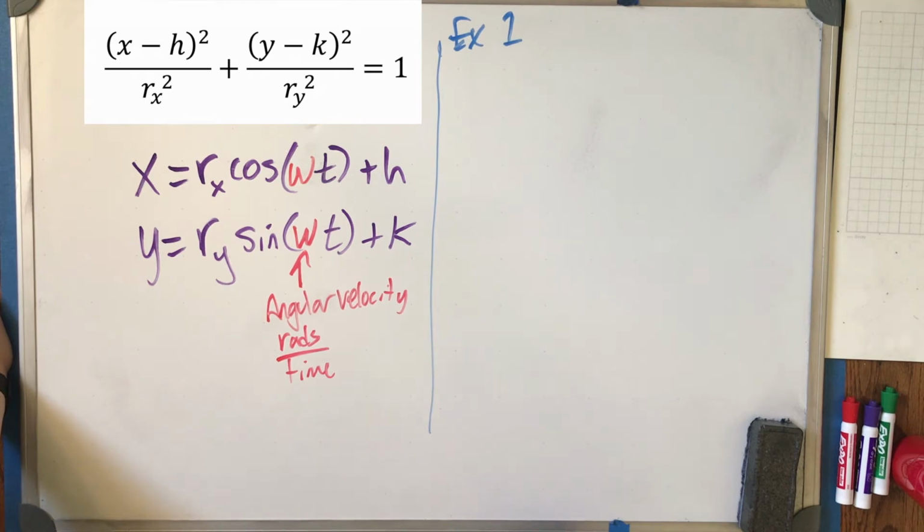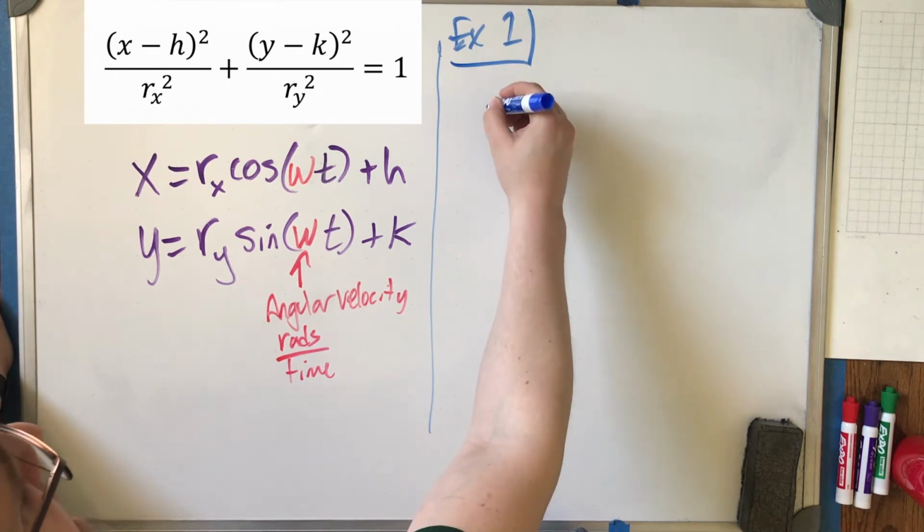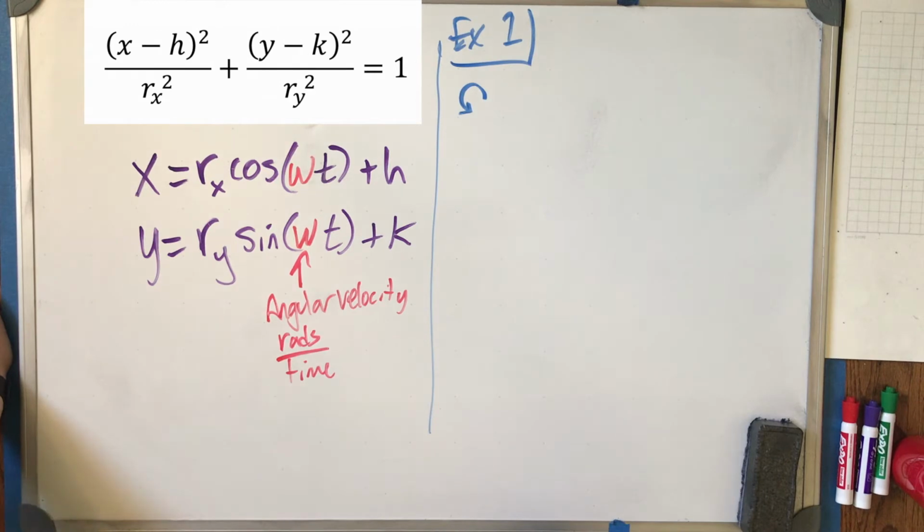It says we got a merry-go-round traveling counterclockwise. That's interesting. We're going to have to figure out a way of dealing with that. Counterclockwise is going that way around the circle. We have a radius of 30 feet rotating at pi over 50 radians per second. Find a set of parametric equations.